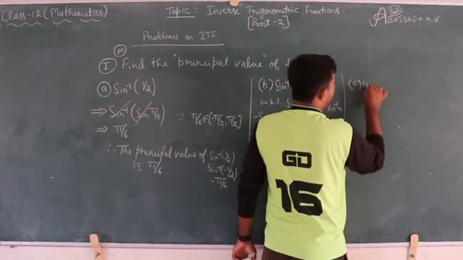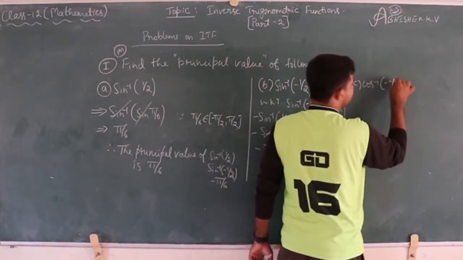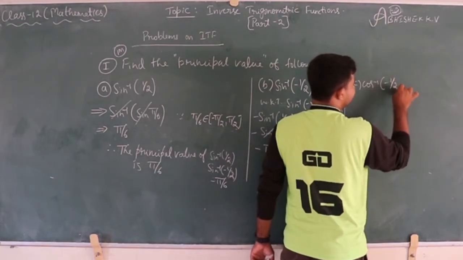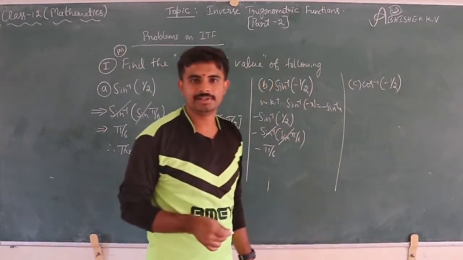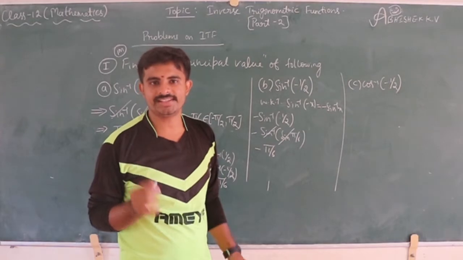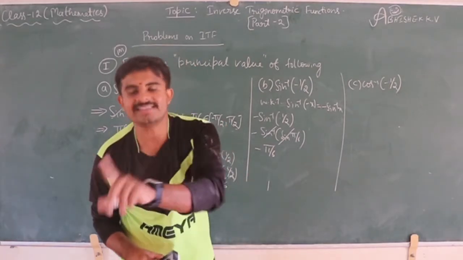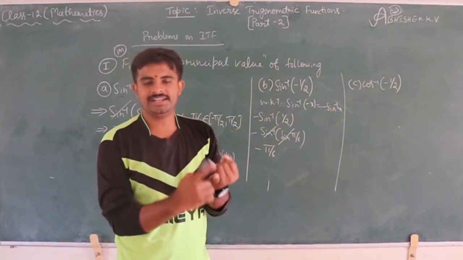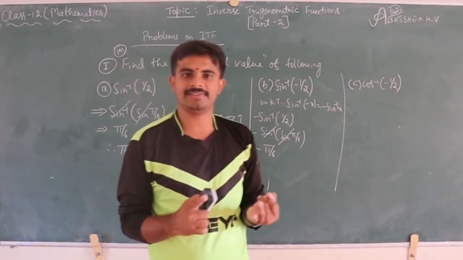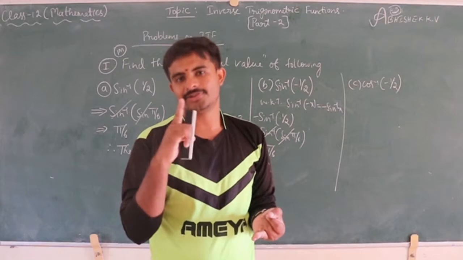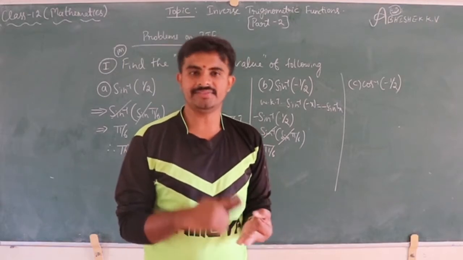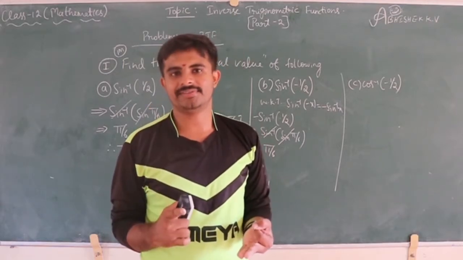What about cos inverse of minus 1 by 2? Again, using the property, see, cos inverse of minus x is equal to pi minus cos inverse x. Right? Sin inverse of minus x is equal to minus sin inverse x. Tan inverse of minus x is equal to minus tan inverse x. Cosecant inverse of minus x is equal to minus cosecant inverse x.